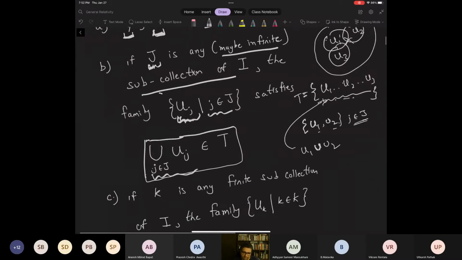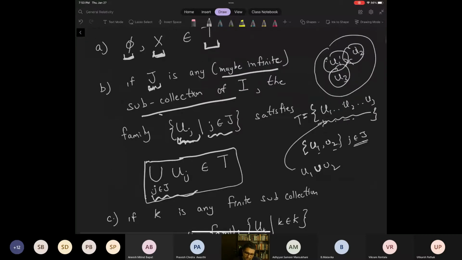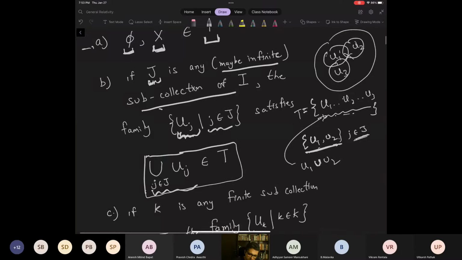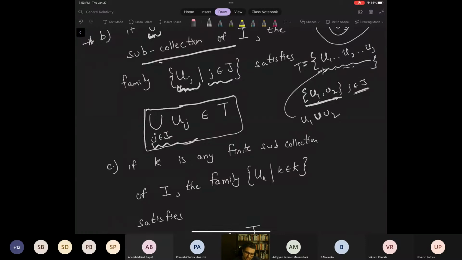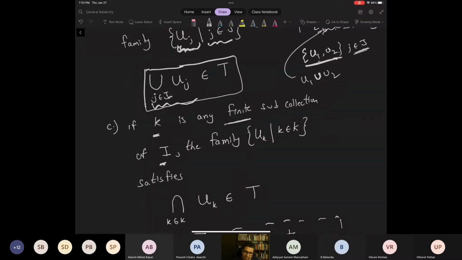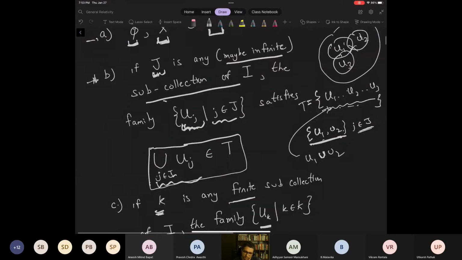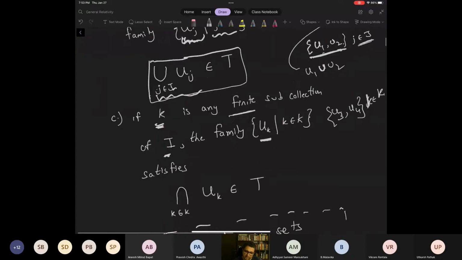The next thing is, this is true even if I take an infinite number of sets in J. So these are two conditions: phi and X belong to T, and any subcollection of these subsets, the union of those should also belong to T. The third condition is that if I have any collection K of I, again any subcollection, but this time necessarily finite, then the family U_k, which now belongs to K, just like I chose U1, U2 which belong to some J, I choose some U3, U4 which belong to some set K, and the intersection of U3 and U4 must also belong to T.